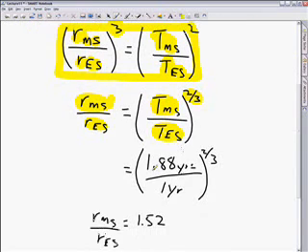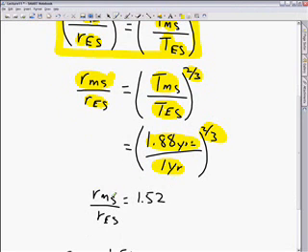So we have 1.88 years over 1 year, and we raise that to the 2/3. Now, in your calculator, if you know how to input fractions, you can put raised to the 2/3, and it'll do it. Otherwise, you could also square it and then take the cube root, and that would give you the same answer. So we find that the ratio of the radius of Mars around the Sun to the radius of Earth around the Sun is 1.52.